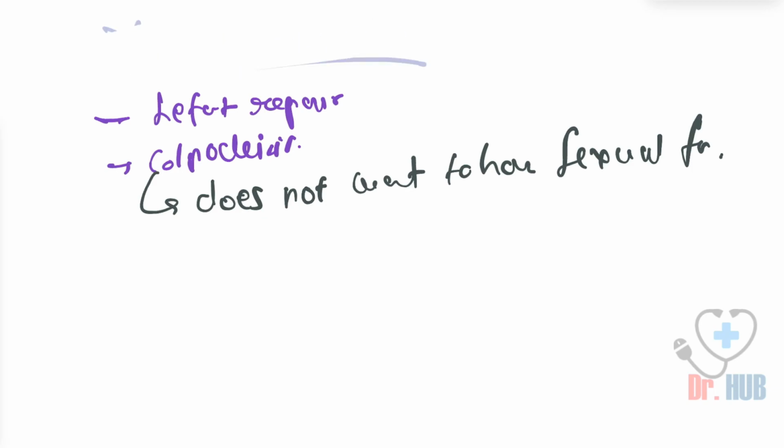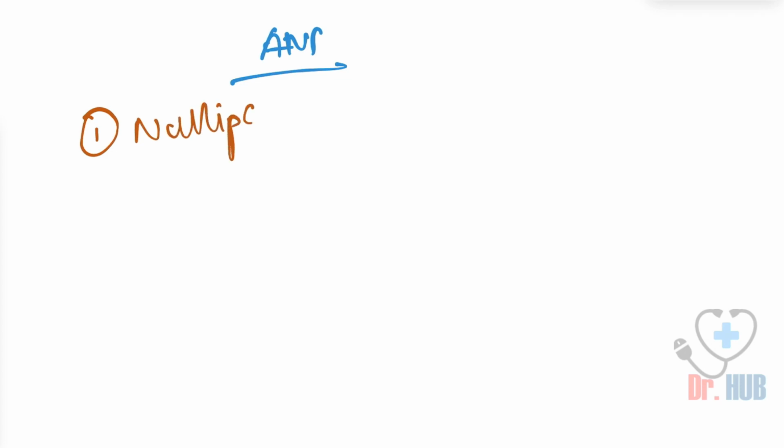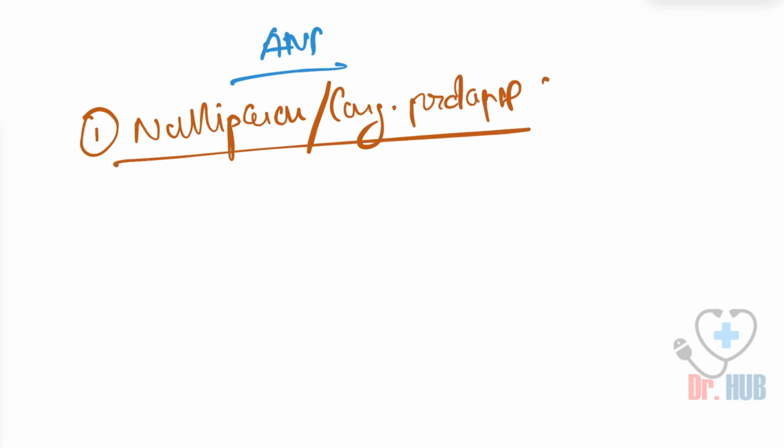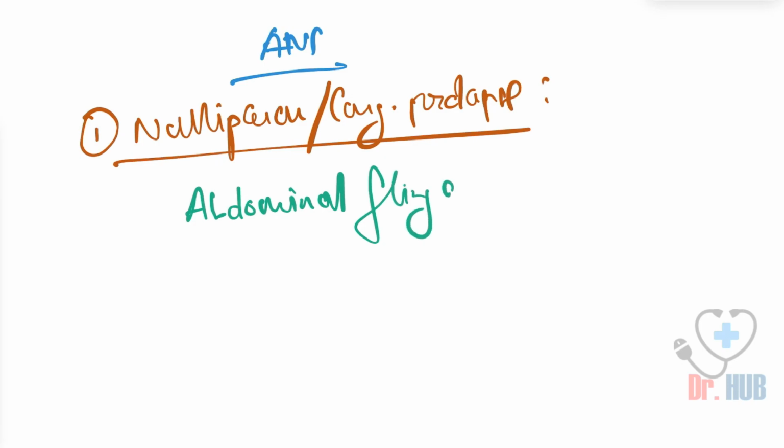Now we'll move ahead with answering our questions. The first question we asked was in case of the nulliparous or the congenital prolapse, what is the treatment? The treatment is an abdominal sling operation.